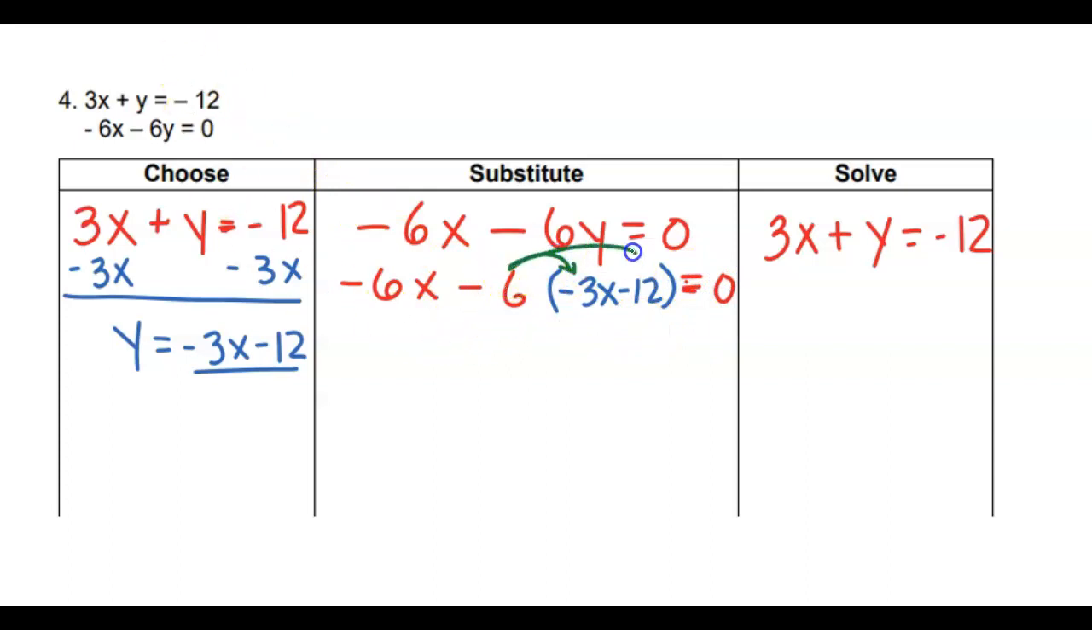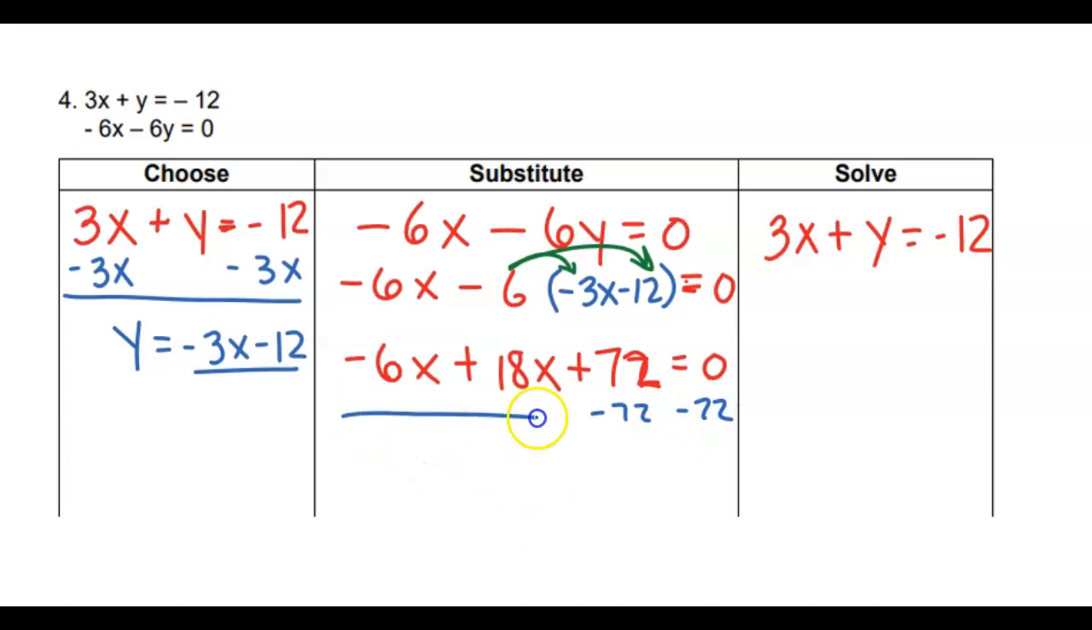I am going to need to distribute this 6 right here. 6 times 3 is 18. Negative times negative makes a positive. Negative times negative makes a positive. That's a 2. Okay, I need to get my x's by themselves. So I'm going to subtract 72 from both sides to cancel that out.